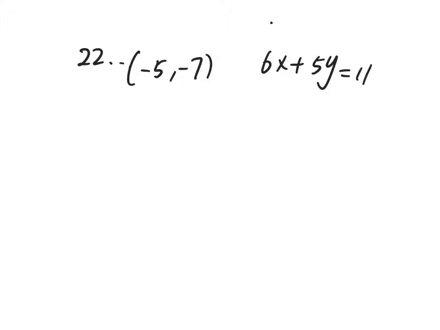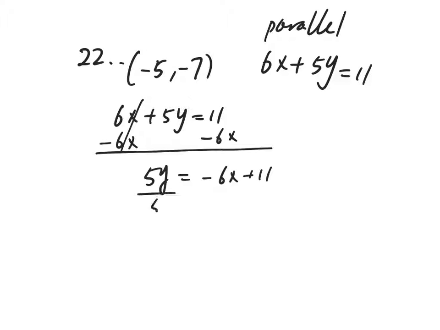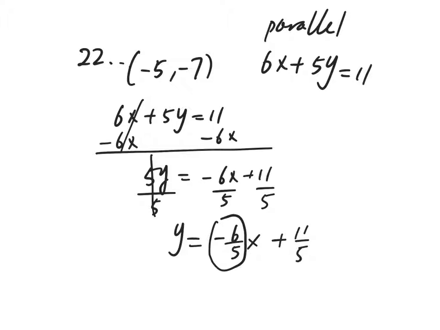Let's look at number 22. So 22, you're given the point (-5, -7), and you want to find the line which is parallel to this new line. So we need to find the slope first. So given this line, let's subtract 6x, and then divide by 5 to get my slope. We'll only need the slope. So now this means slope is -6/5. And then the point is (-5, -7).